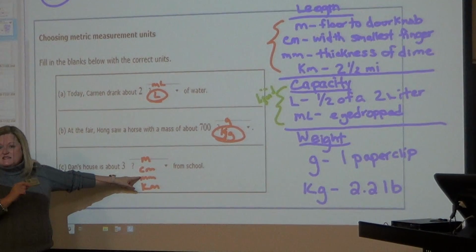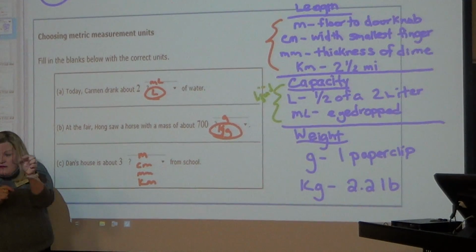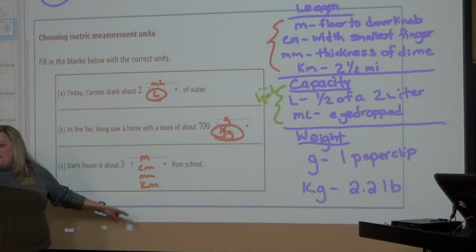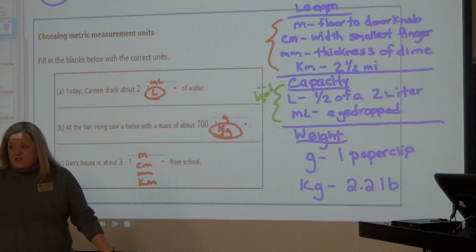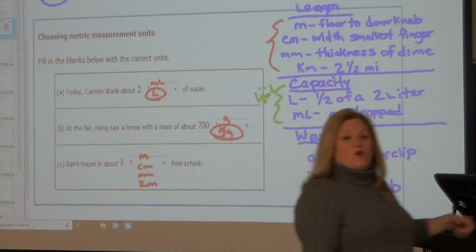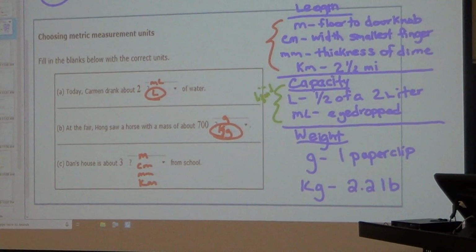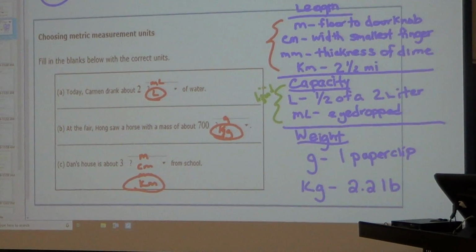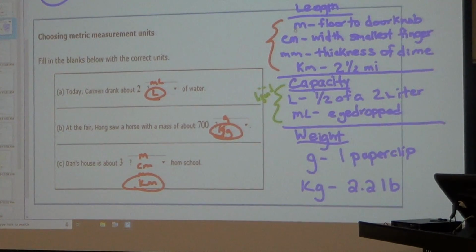Millimeters would be 3 pieces of lead. And kilometers would be like 3 half miles. So which one is going to be the most appropriate answer? The km, the kilometers. So they want you to know what those words mean. We good?